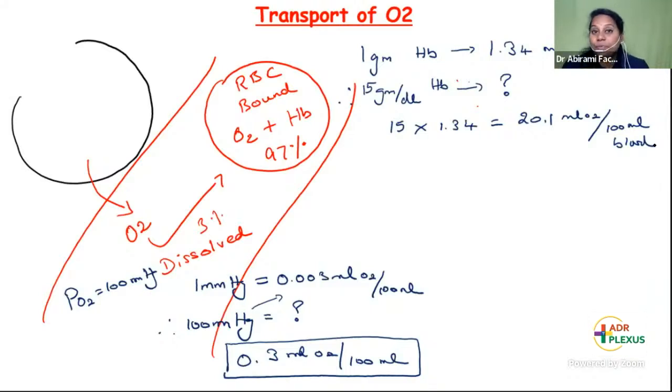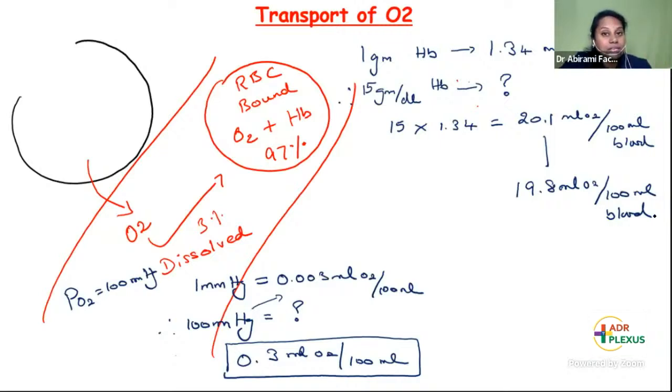So now we know how much is the dissolved form: 0.3 ml of oxygen per 100 ml of blood. How much is the bound form? 20.1 ml of oxygen per 100 ml of blood. This 20.1 ml of oxygen is present in the arterial blood, but it is not actually 20.1. It is a little lesser than that, around 19.8 ml of oxygen per 100 ml of blood. So why does it decrease from 20.1 to 19.8? Why is it not exactly 20.1?